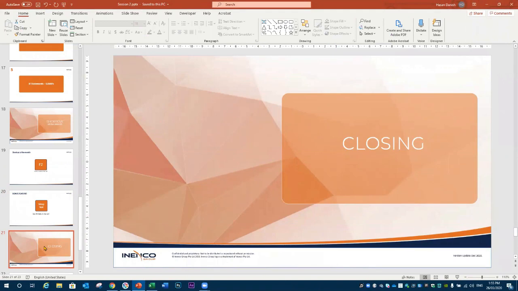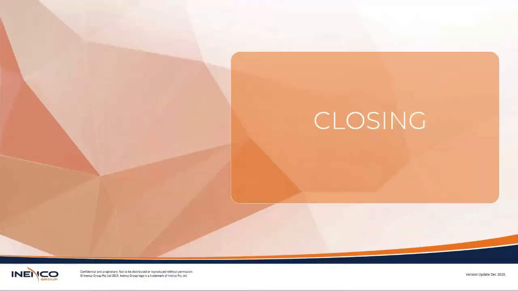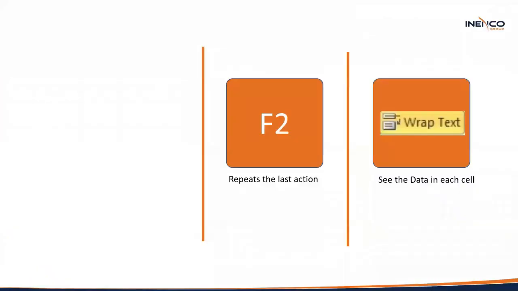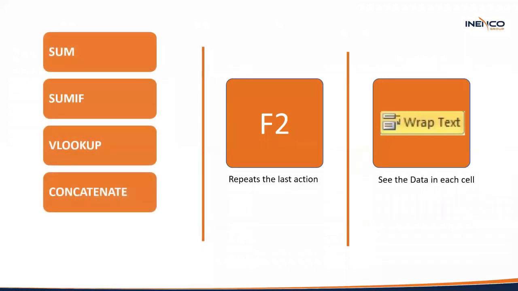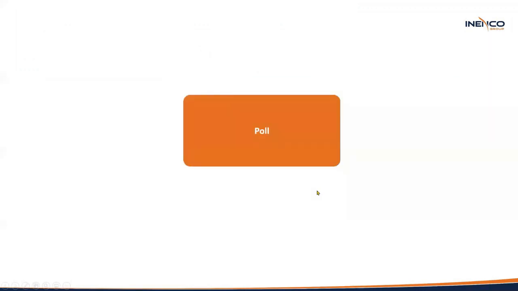Great. So in closing, I think I'm on time. Just saving you 5 minutes. So we did some ifs, we did Vlookup, we did Concatenate. F2 was not repeat last action, sorry. This was to edit the cell, and then wrap text was to see the data in each cell.